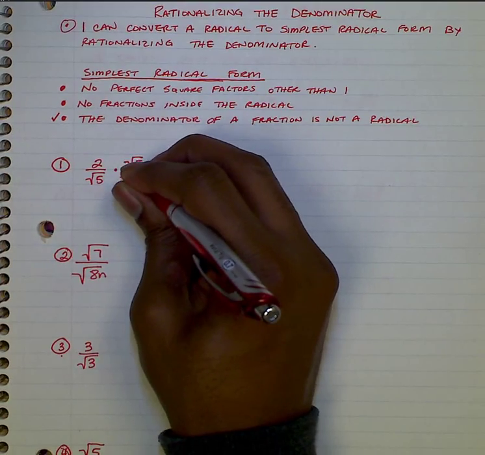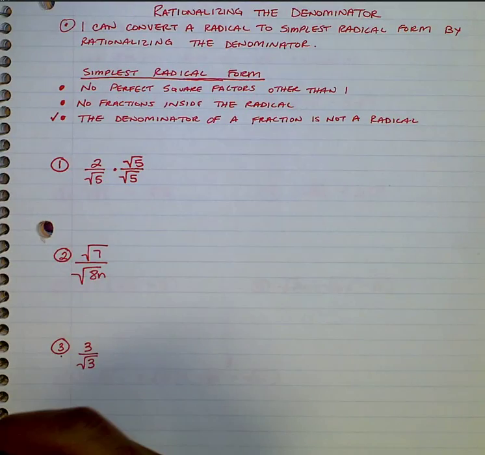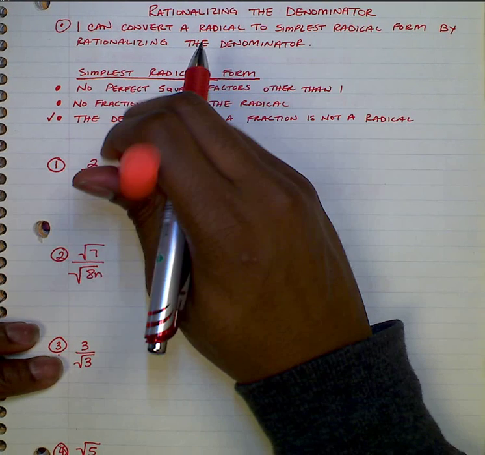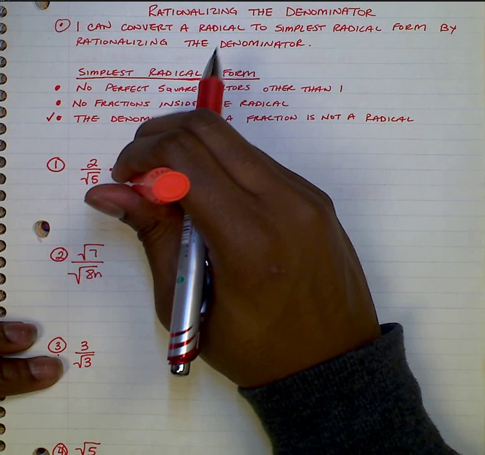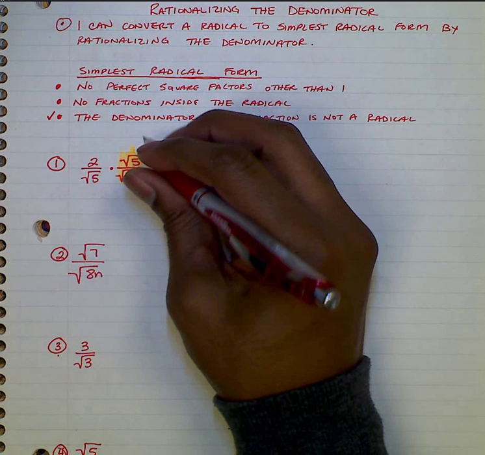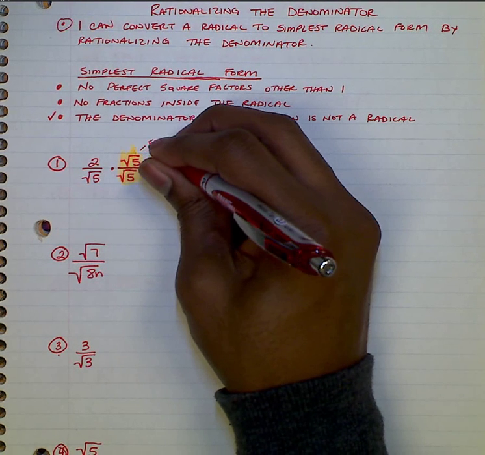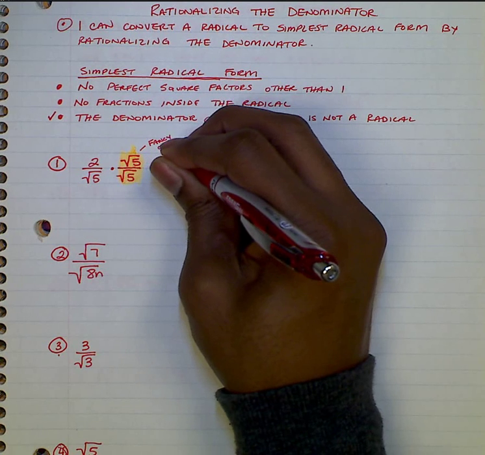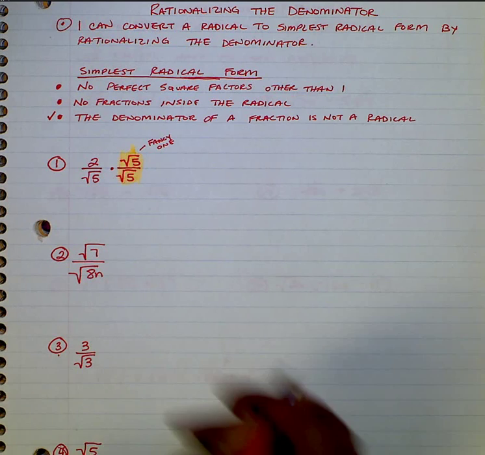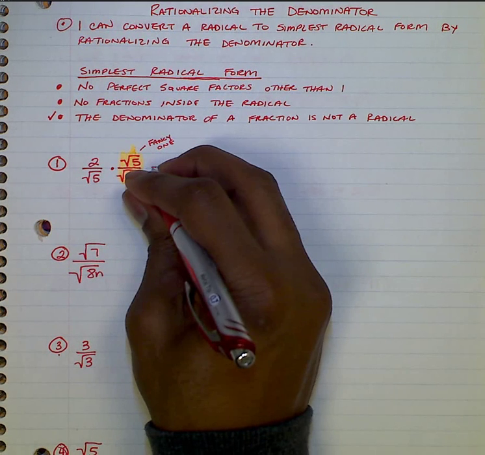If you just look here, you will see radical 5 divided by radical 5 is 1. It looks all sophisticated, but it's still just 1. So that's why I call it fancy 1. It's all dressed up, but it's still just 1. So we're going to multiply it and see what happens.